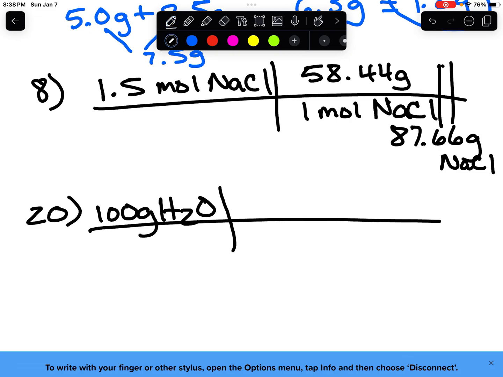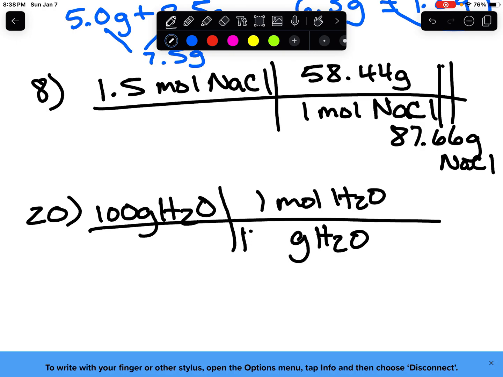And we've got 100 grams of water. I need my molar mass of water from the periodic table because I need grams of water down here per 1 mole of water. Again, that is the molar mass, the only conversion factor we know so far to go from grams to moles or moles to grams. So I have 1 oxygen, 2 hydrogens. I'm going to add those values together, and I'm going to get 18.02 grams of water.